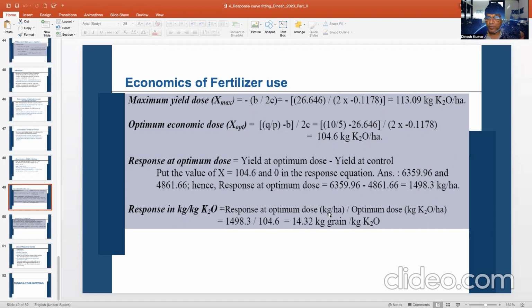So it is response at optimum dose, kg per hectare, this much, 1498, divided by the optimum dose. So you get response in kg per kg K2O. 1498.3 divided by 104, so you get 14.32 kilogram of grain per kg of K2O. This is how we are calculating response. You must be listening that declining response to fertilizers were very common. This is the response which is declining, means 1 kg K2O is yielding less and less with the passage of time.